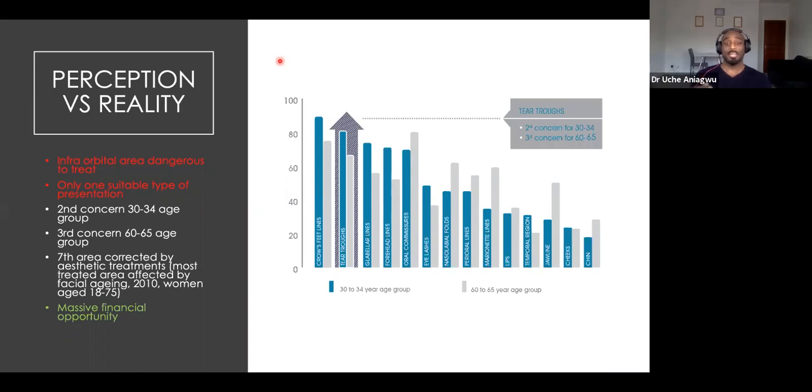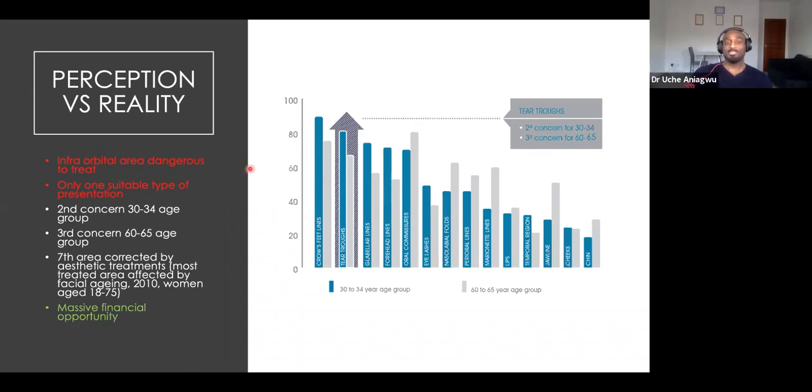So first and foremost, I want us to look at the right-hand side of the slide. You can see here that tear troughs is the second largest concern for young females, as it was in this study, and the third largest concern in older females, age 60 to 65. So whether you're on the younger side of 30 to 34 or the older side of 60 to 65, it's a top 3 concern, which is pretty interesting because we can see lips all the way down here and jawline and cheeks all the way down here.